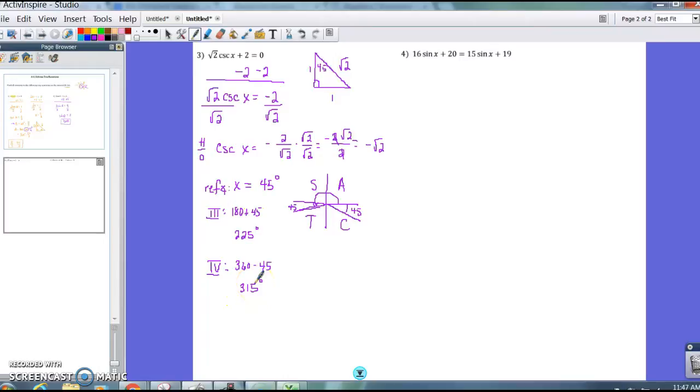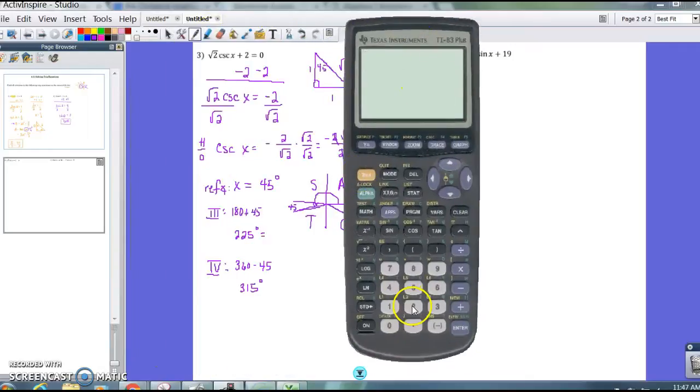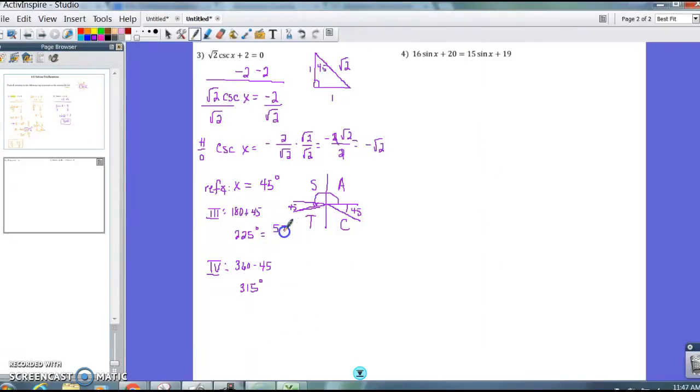Now again, I have to put them in radians. To convert to radians, remember you're just doing pi over 180 if you don't remember. So I have 225 divided by 180. That's going to give me this. If I convert that to a fraction, math, enter, 5/4. So this is going to be 5 pi over 4. And I can do the same thing with 315, and that's going to give me 7 pi over 4. So my answers here are 5 pi over 4 and 7 pi over 4.